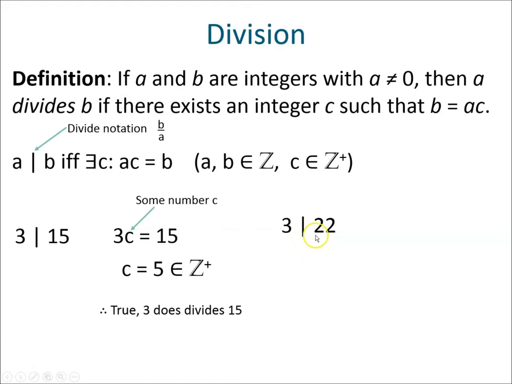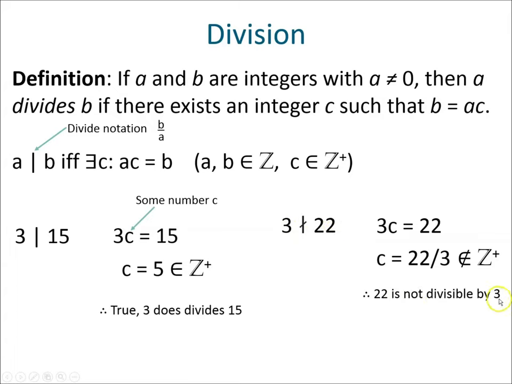What about 3 divides 22? We can use this same formula. 3C equals 22. We solve for C. We get 22 divided by 3, which is not an element of the positive integers, because fractional numbers are not integers. Because of that, notice I change my sign from this vertical line to a slashed line. So I can say 3 does not divide 22. Therefore, I can say 22 is not divisible by 3. This right here is something you will have to remember to substitute in a proof later on.